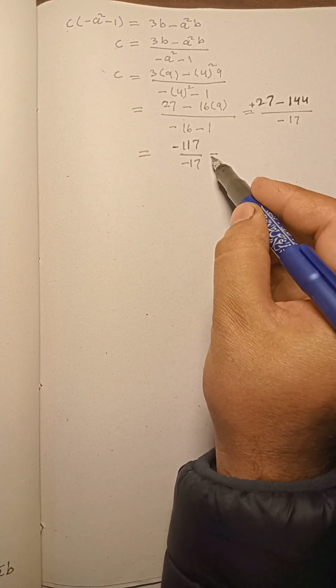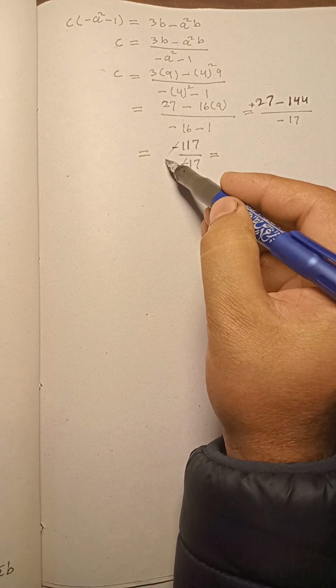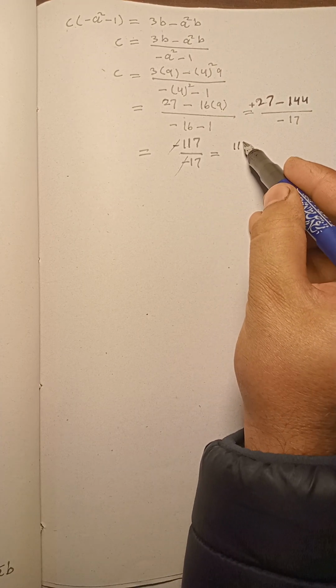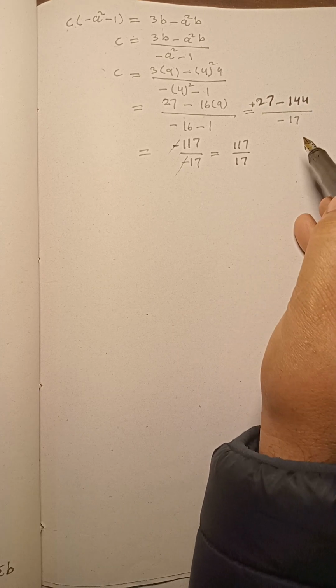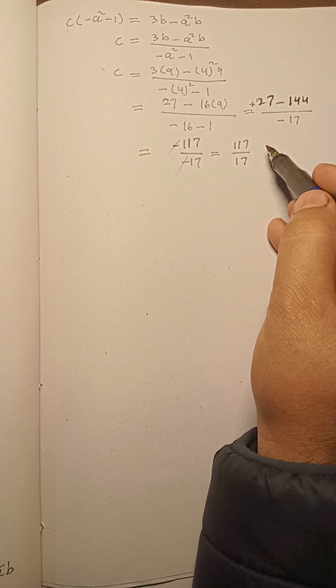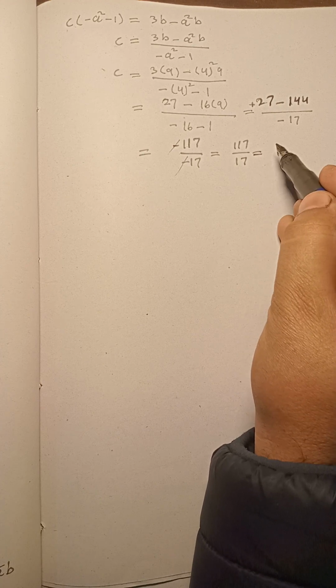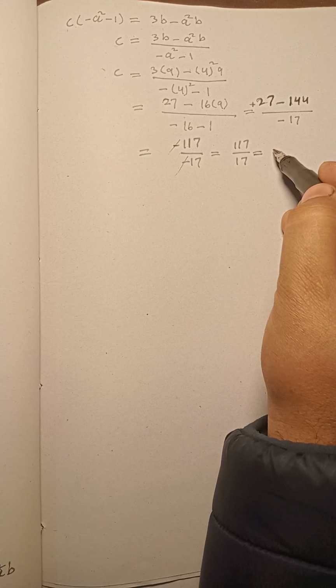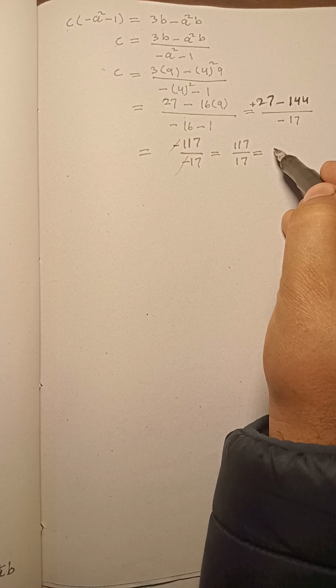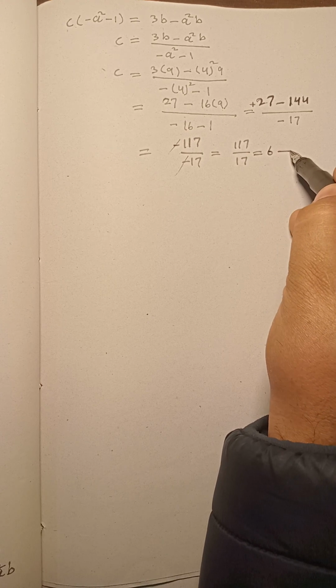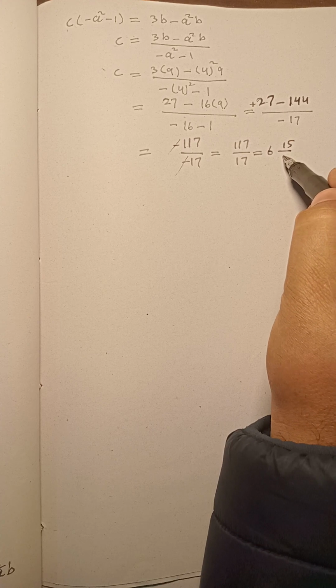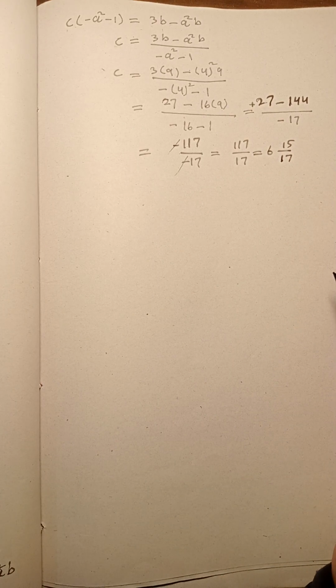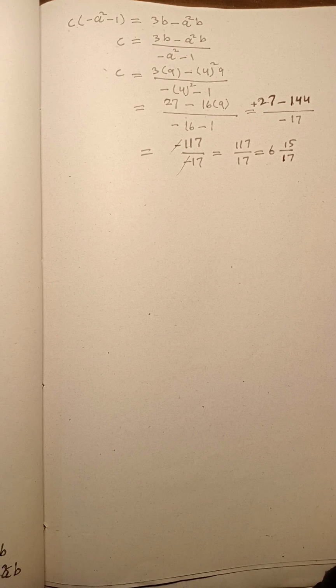Now you can cancel out both the signs with each other, and after cancellation 117 over 17 here, which is the same as we have already found. And after dividing it and taking its answer as a whole number, the answer will be 6 whole 15 over 17. This is the same answer as we calculated with the help of the first method. So whatever method you adopt, your answer will remain the same, and you will adopt the method which you find easy.